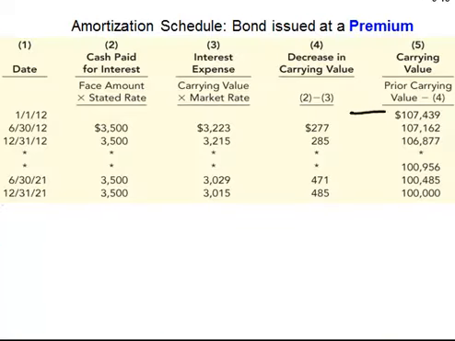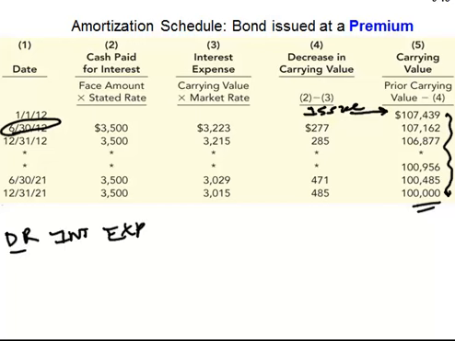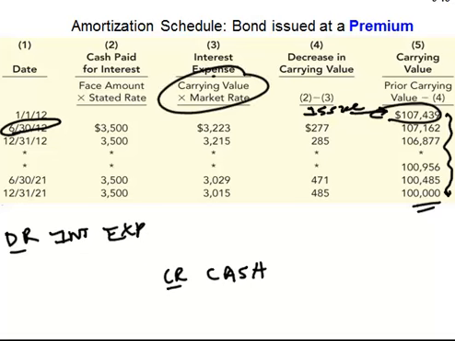As before, our beginning carrying value is the issue price. This issue price is going to decline in value over time until ultimately we arrive at face value. Our first semi-annual interest payment will be a debit to interest expense and a credit to cash. The interest expense is the carrying value, 107,439, multiplied by the 6% market rate, multiplied by 1/2 for the semi-annual nature of the bond. 3,223 is our interest expense at June 30th.